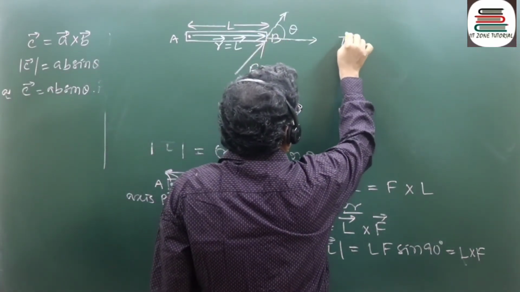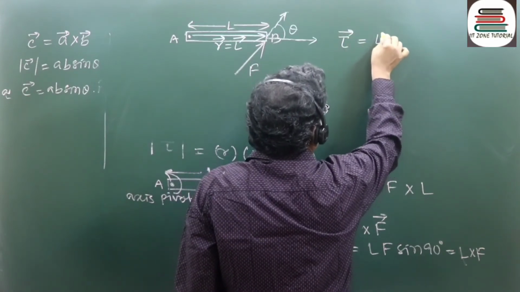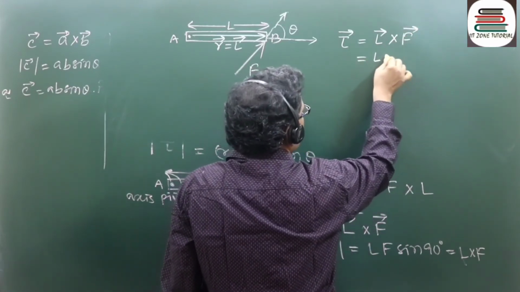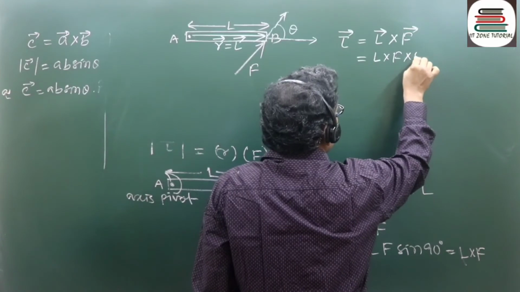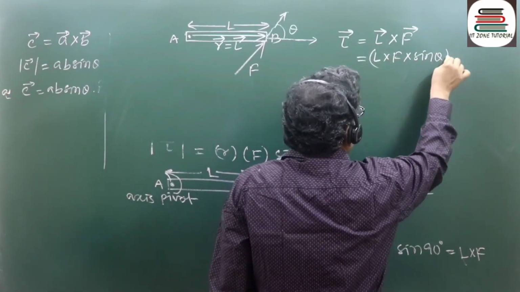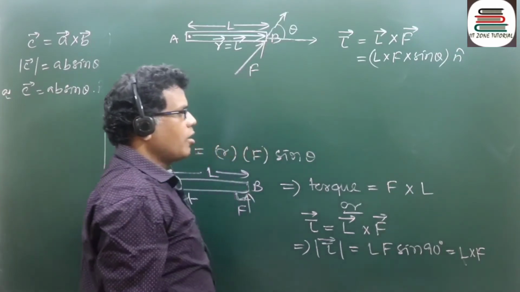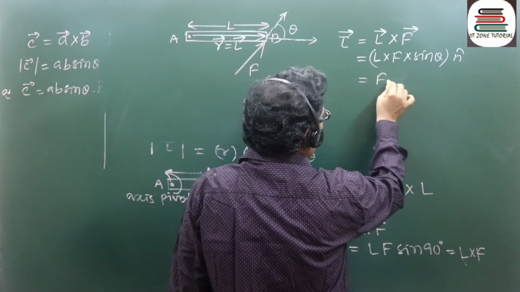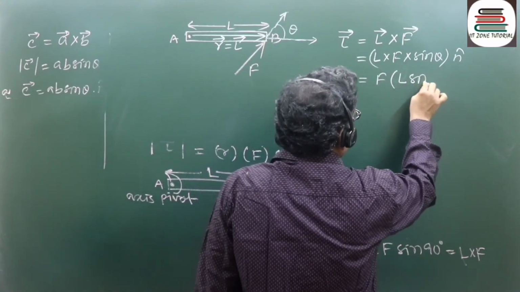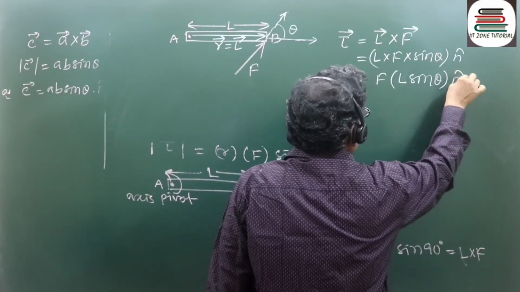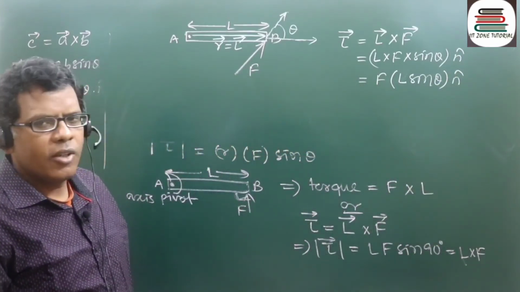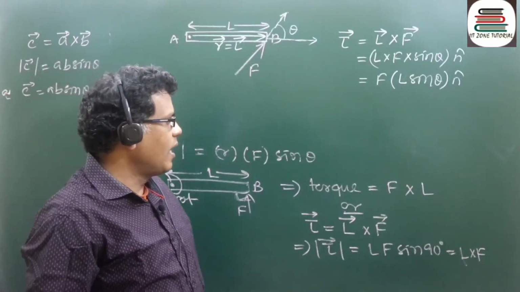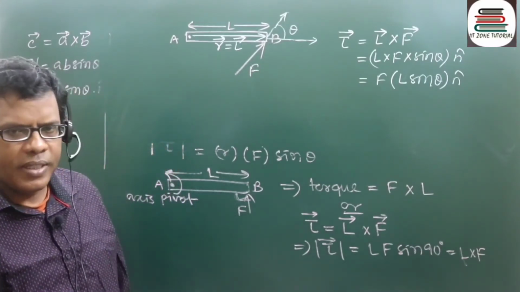So to define torque vectorially, this time I will write it as R vector cross F vector, and I will use R into F into sin theta with n cap as the unit vector along the torque. So geometrically, can I write it as F into L sin theta into n cap? Can I write it this way or not? L cross F means it is L into F into sin theta. So that can be simplified and represented as F into L sin theta.